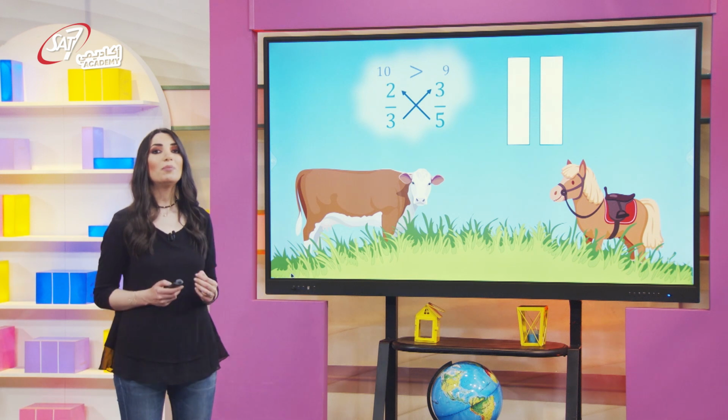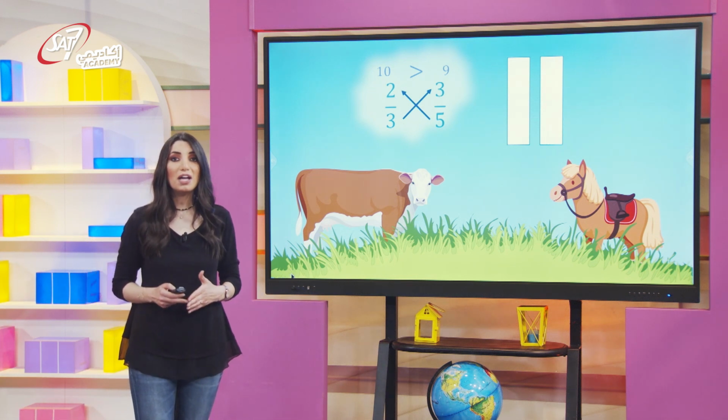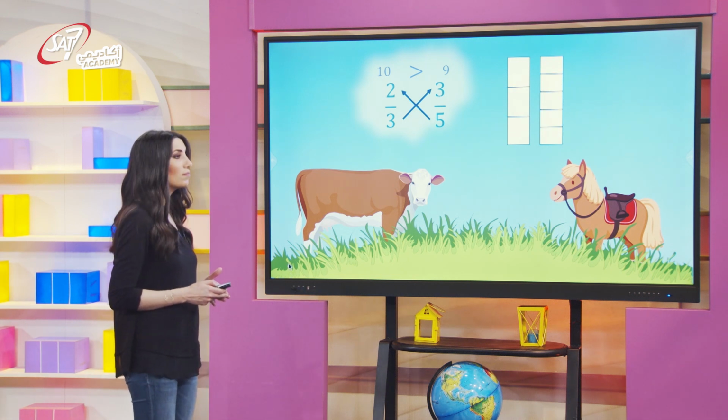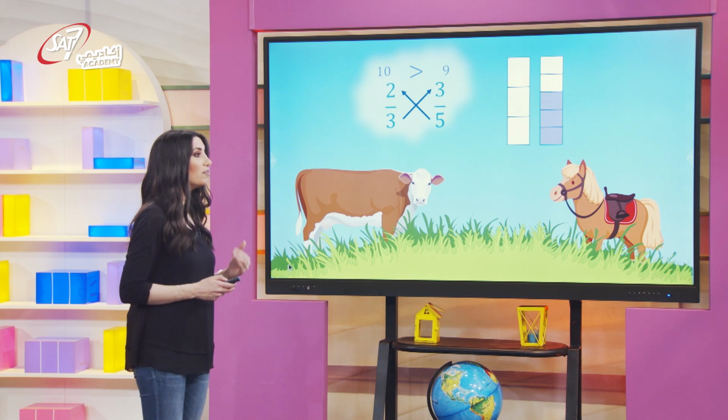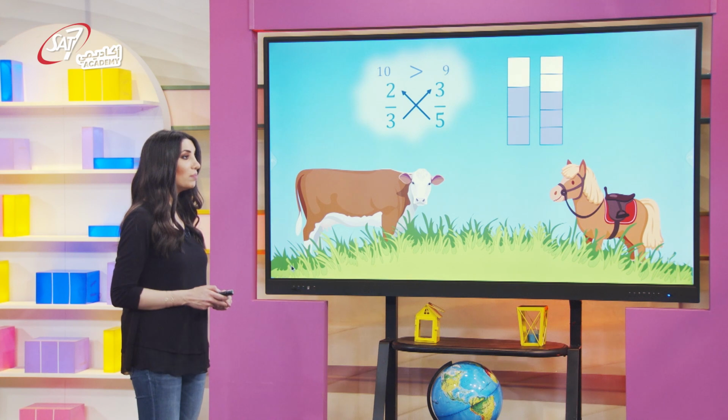I'll divide one bar into 3 equal parts and the other bar into 5 equal parts. If we compare 3 out of 5 parts from this bar to 2 out of 3 parts from that bar, we notice that 2 pieces out of the 3 are more than the 3 pieces out of the 5.